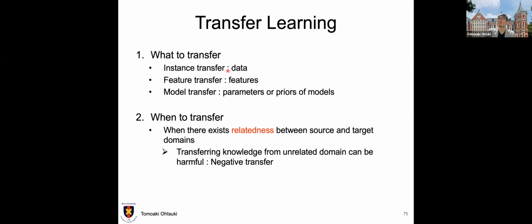There are several options, like instance transfer, which is the data itself. Also feature transfer, as the name suggests, where we transfer features. It is often used as model transfer, transferring parameters or priors of models, like in federated learning. An important thing we need to consider is when to transfer. When there is relatedness between the source and target domains, it's okay to transfer. It's difficult to say quantitatively, but in general, transferring knowledge from an unrelated domain is not good. It can be harmful. This is called negative transfer. So we have to consider from what we transfer to what.